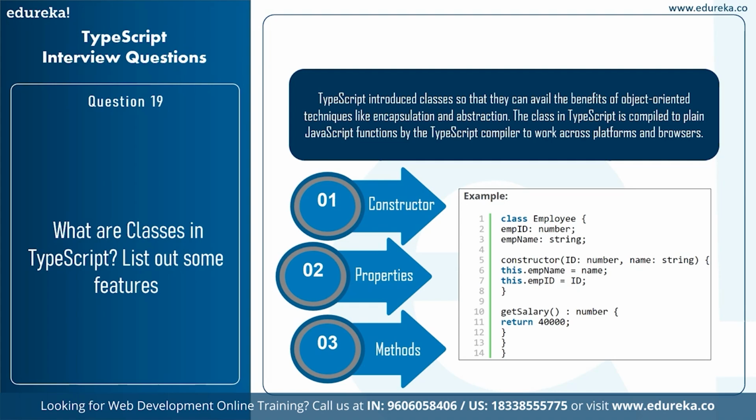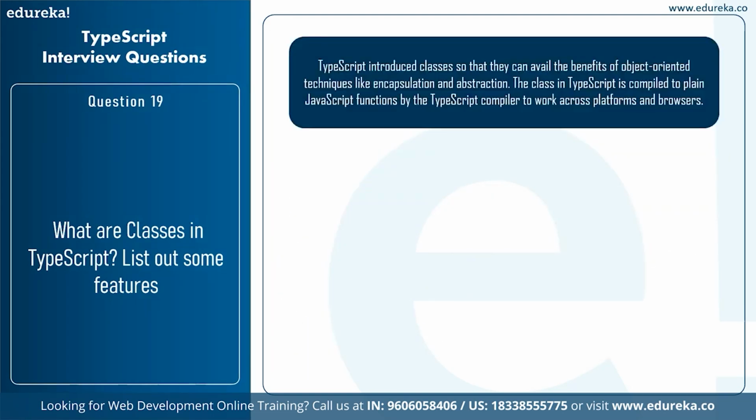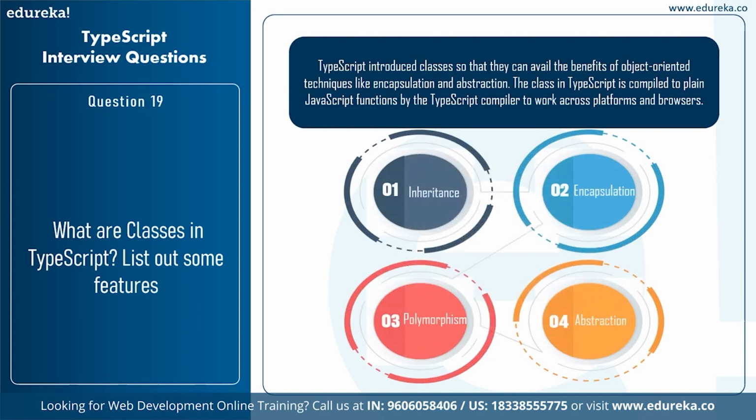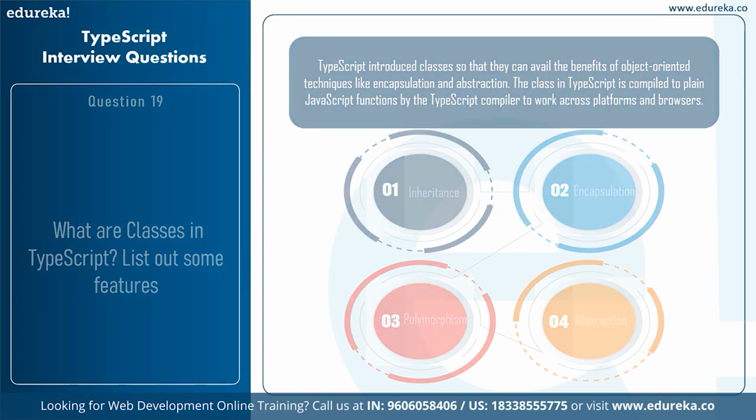So here we have taken one function as getSalary, which is also a number data type, which will return the value as 40,000. So this is how you use the classes in TypeScript and also how you declare different properties and methods inside it. Now, talking about some of the features of a class, it has inheritance, encapsulation, polymorphism, and abstraction. Now, let's move on to the next question.